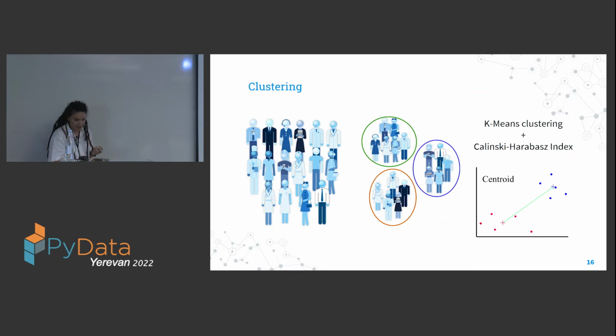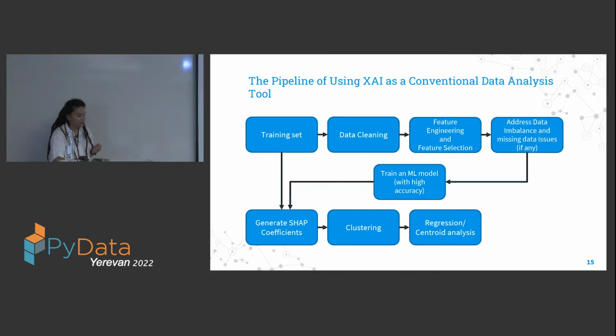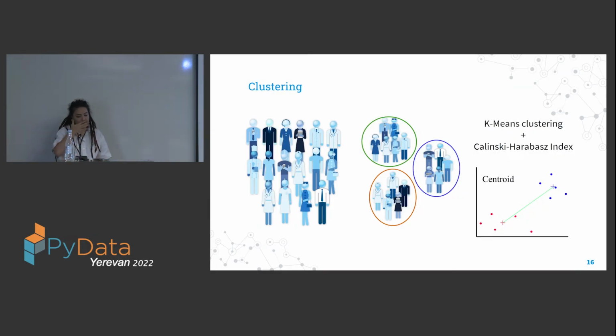So in this pipeline, we were suggesting clustering. The user can use any type of clustering, although k-means is very easy and fast to use.